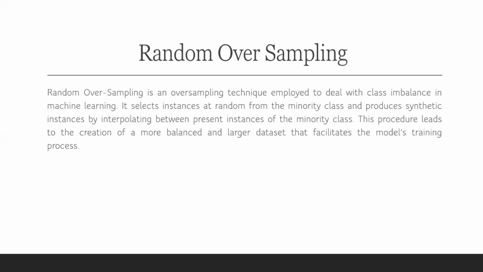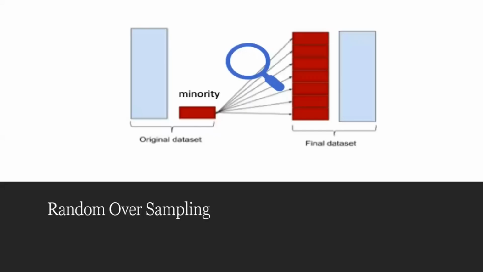Random oversampling is an oversampling technique employed to deal with class imbalance in machine learning. It selects instances at random from the minority class and produces synthetic instances by interpolating between present instances of the minority class. This procedure leads to the creation of a more balanced and larger dataset that facilitates the model's training process.